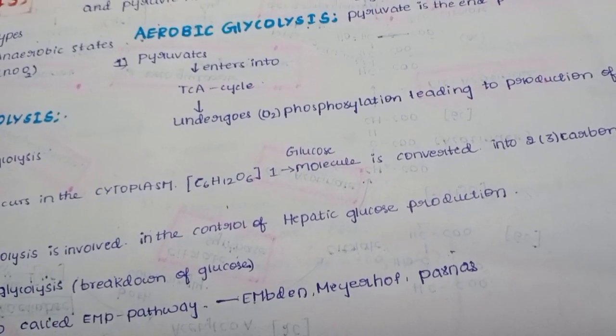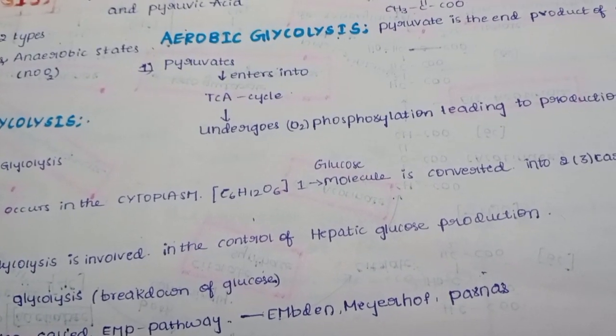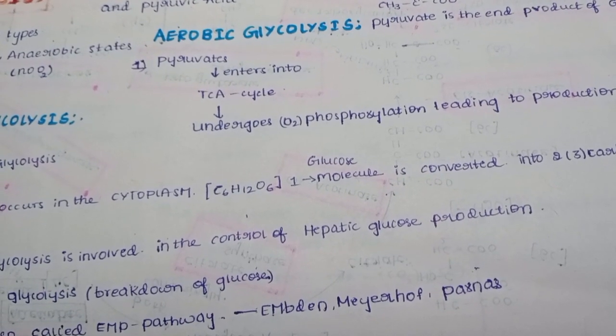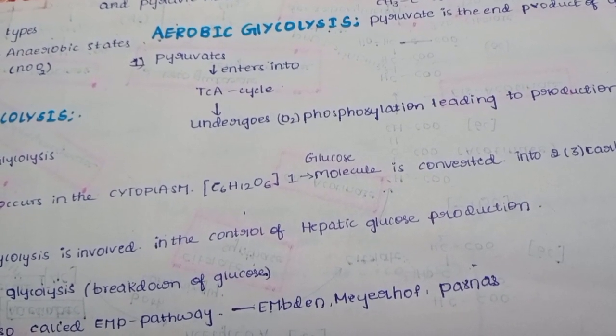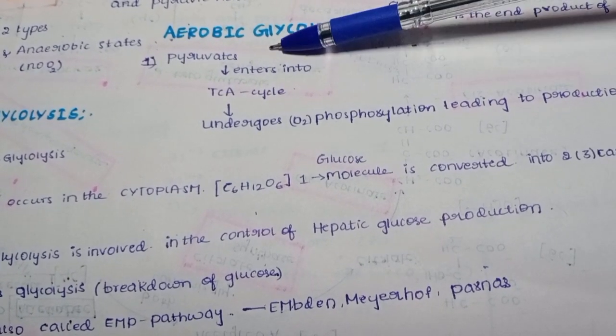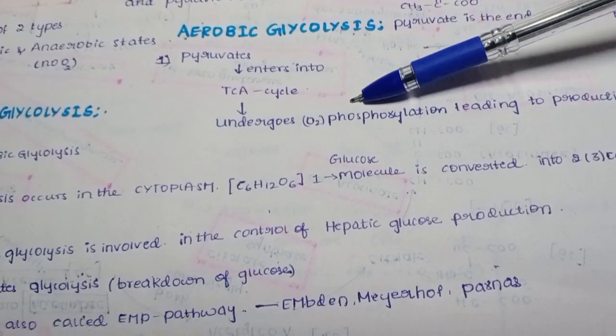Here, when pyruvate enters the TCA cycle, it undergoes phosphorylation. That phosphorylation which produces the energy occurs completely in the presence of oxygen. So it is aerobic, and it occurs in our body.